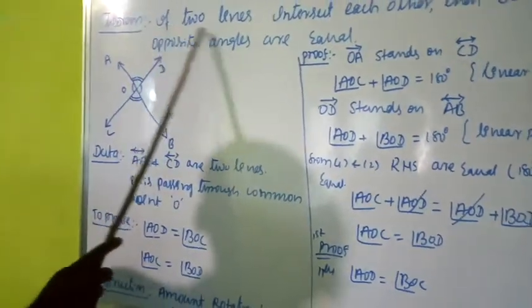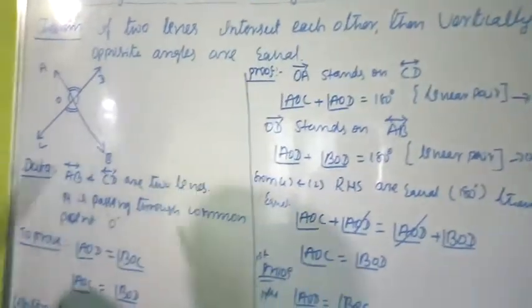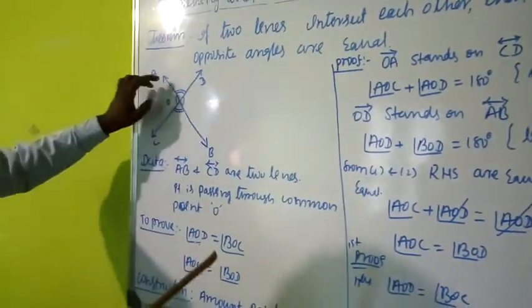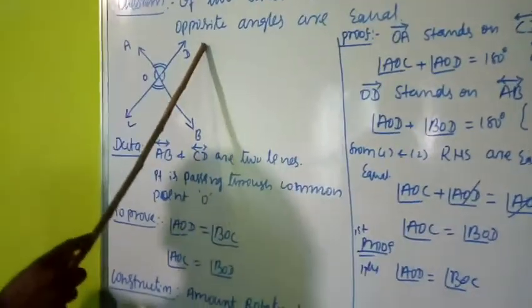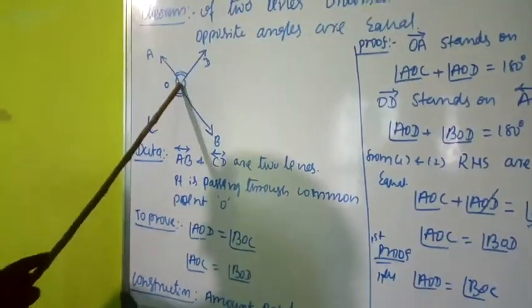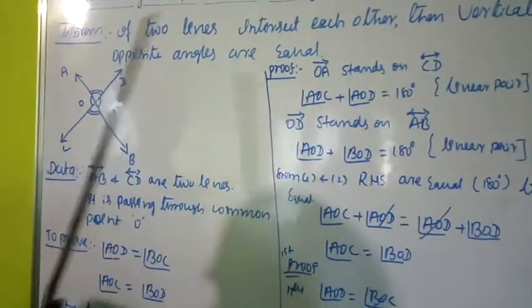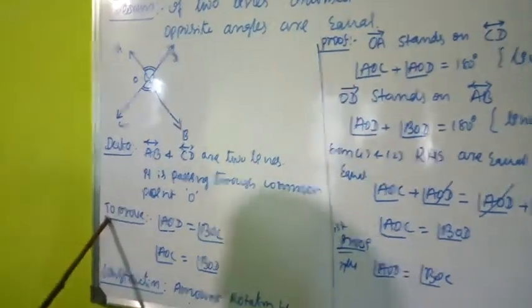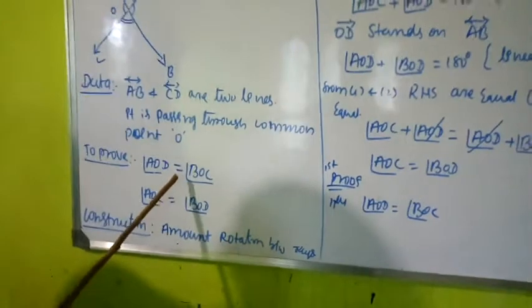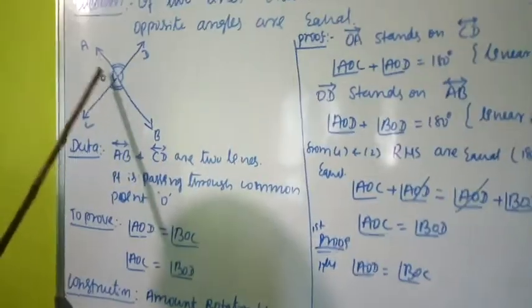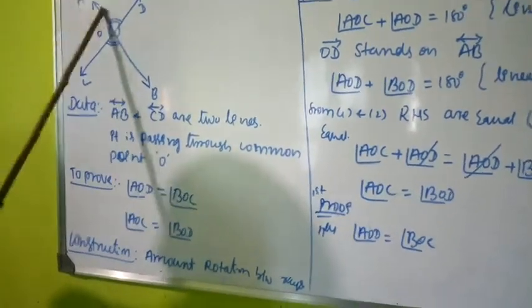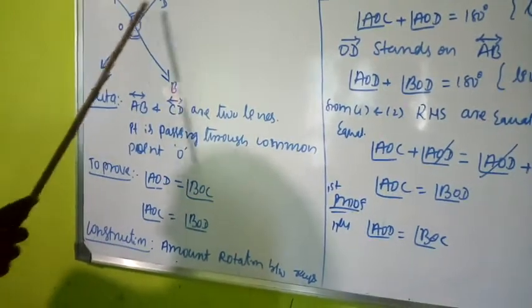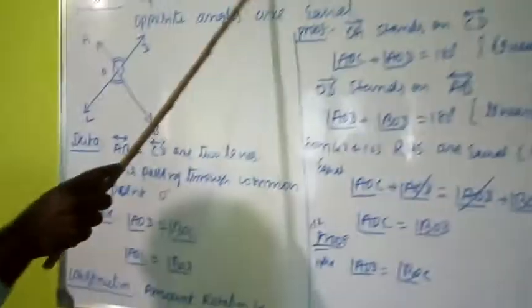In this, if two lines intersect each other is given. That given thing we represent in the form of a diagram. So line AB and line CD are the two lines intersecting at a point O. The next half of the statement is what we are going to prove: then vertically opposite angles are equal. To prove, angle AOD is equal to angle BOC, and angle AOC is equal to angle BOD. That should be contained in the statement.